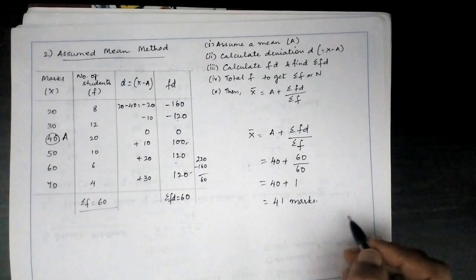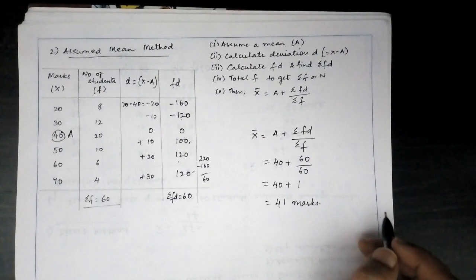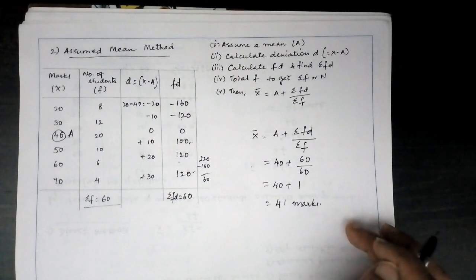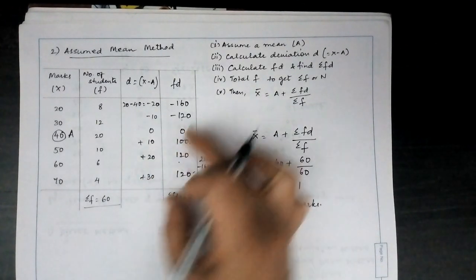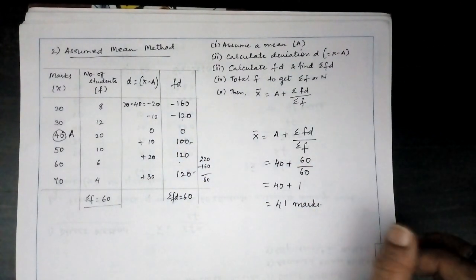In the previous direct method also we got the same answer, 41. Here also we are getting 41. But here, though we calculate deviation, the final calculation becomes very easy.